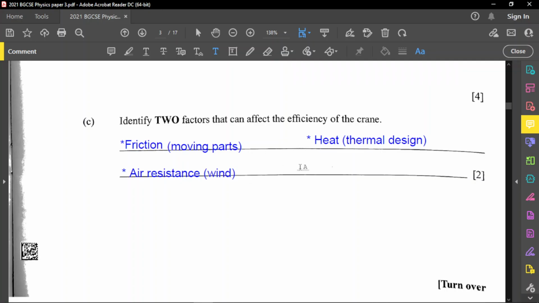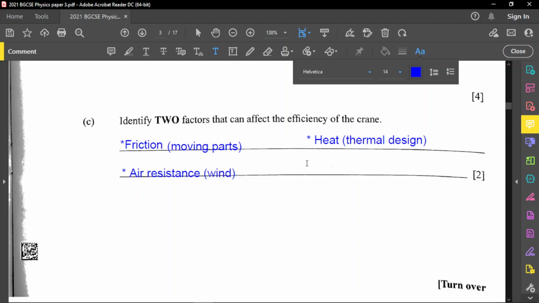Another possibility could have been resistance in electrical wires, because remember, if you're supplying electrical current, then there is resistance in the wires. And of course, if you have smaller wires, then definitely you have more resistance to the current. And if you have less current flowing, then of course you're going to affect your power output as well.